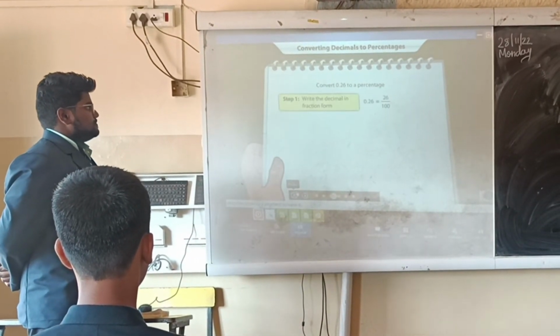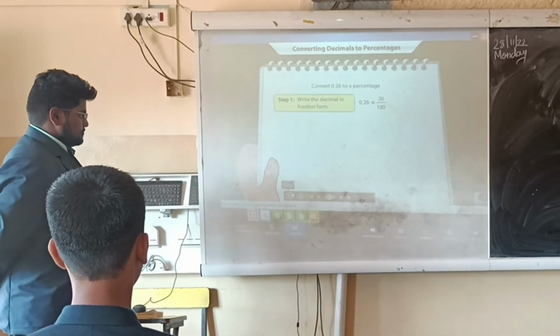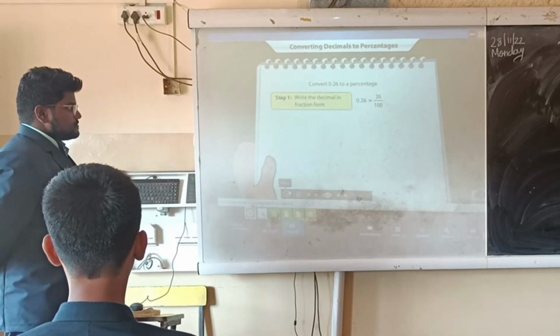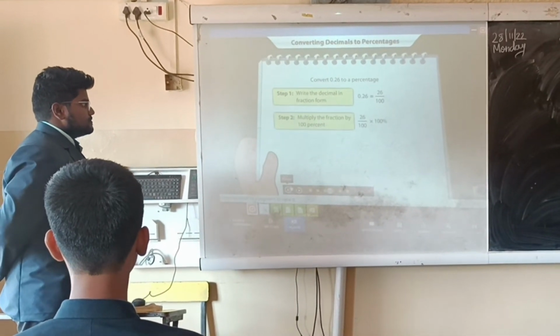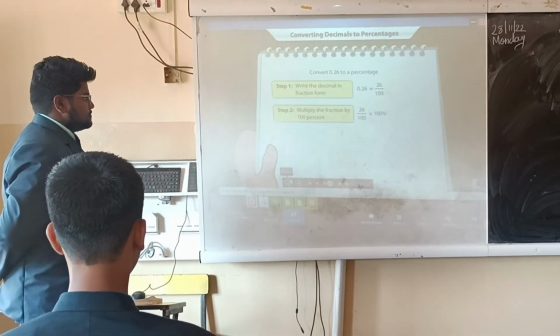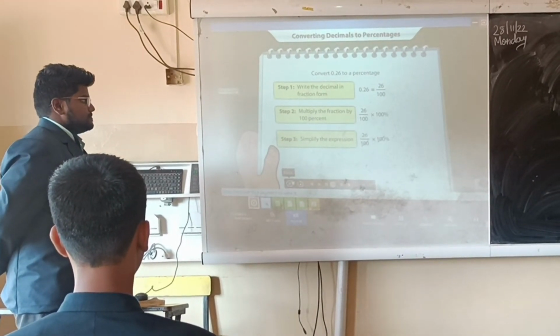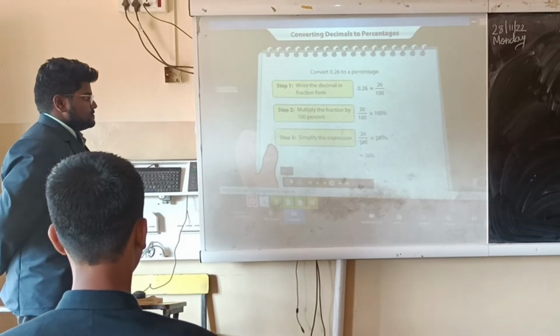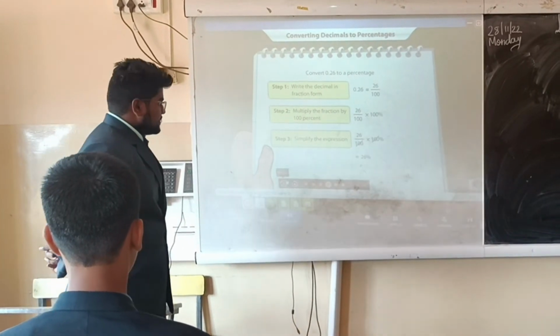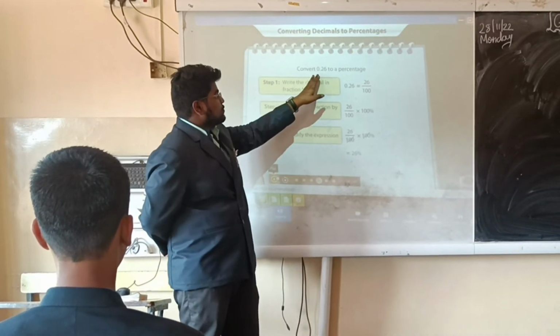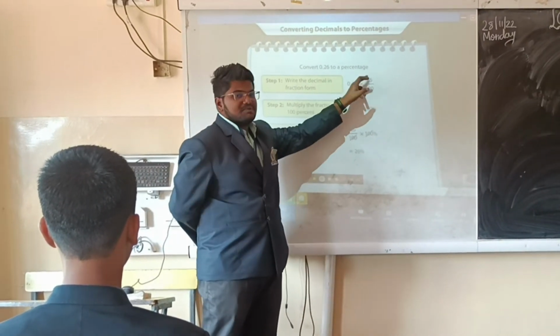First, write the decimal in the fraction form. 0.26 can be written as 26 by 100. Then multiply the fraction by 100%. Next, simplify the multiplication. Here, the final answer is 26%. Now, the second question that we are dealing with is to convert decimals to a percentage.